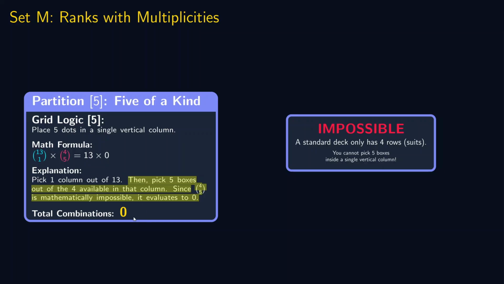The total number of 5-of-a-kind combinations in a standard deck is exactly 0. This hand is impossible. And now you understand exactly why. Not as a rule someone told you, but as a mathematical certainty built directly into the structure of the deck.